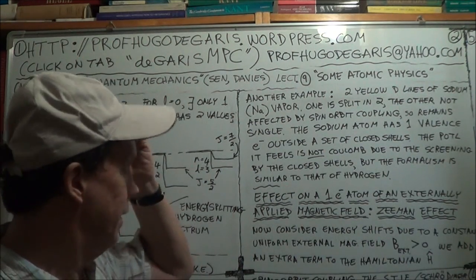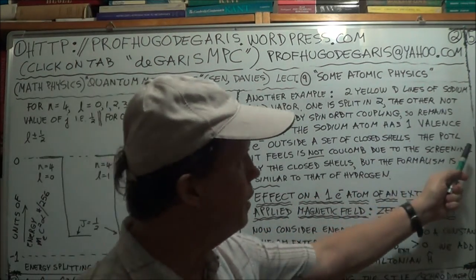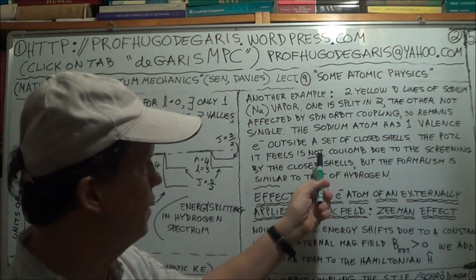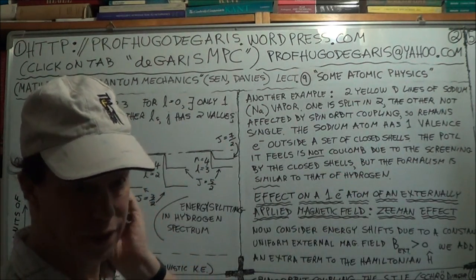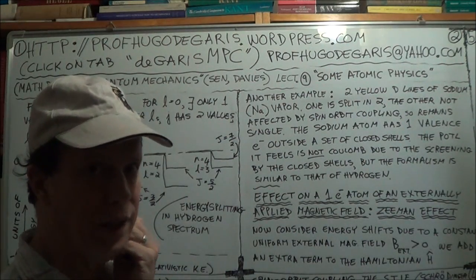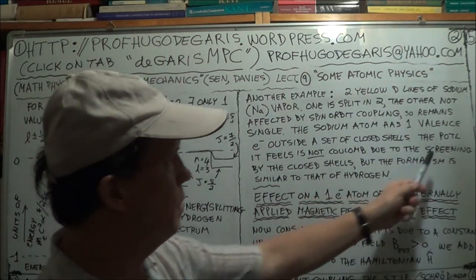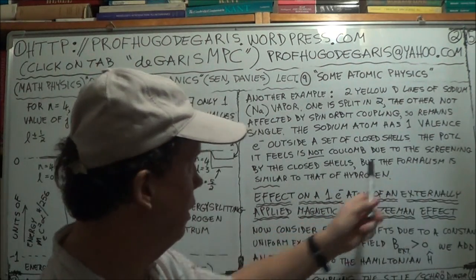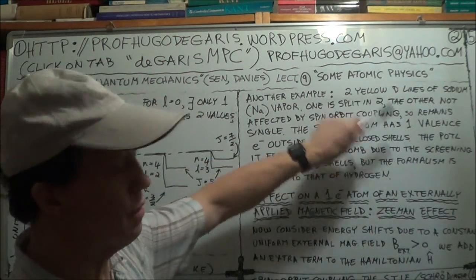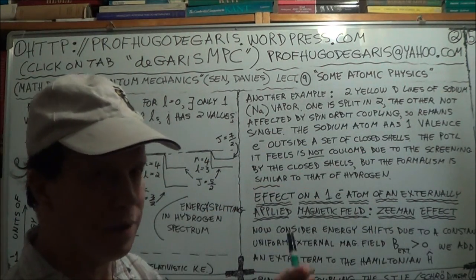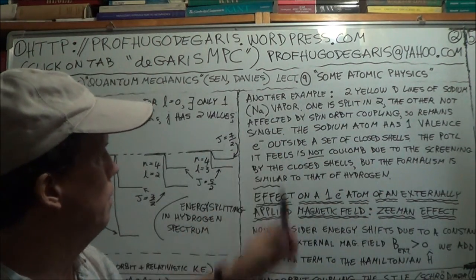Okay? So, due to the masking of these inner closed shells, the V, the potential that the 11th electron in the outer layer feels is not Coulomb, it's more complicated than that due to this screening or masking effect of the inner electrons. But you can go through a similar analysis of spin coupling and so forth as you did for the hydrogen atom. You can solve it for sodium.